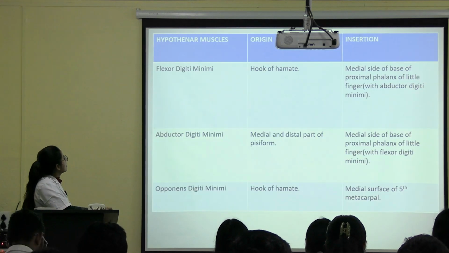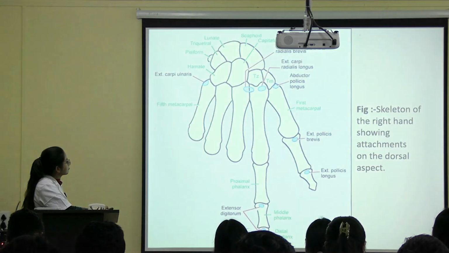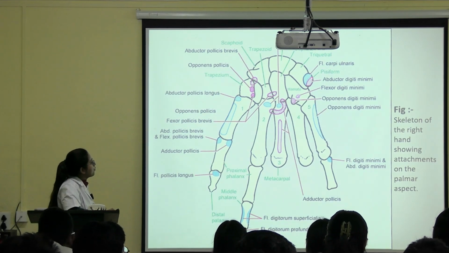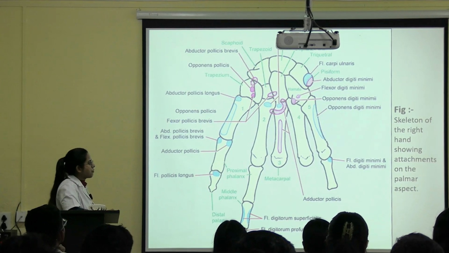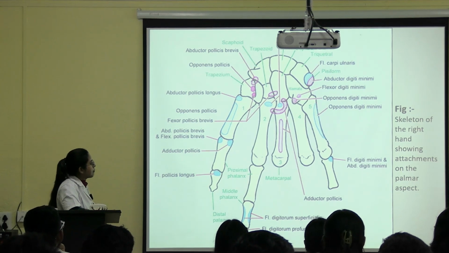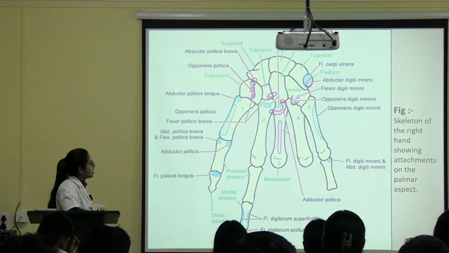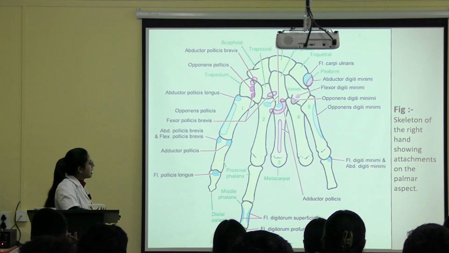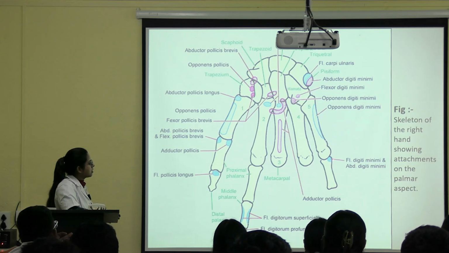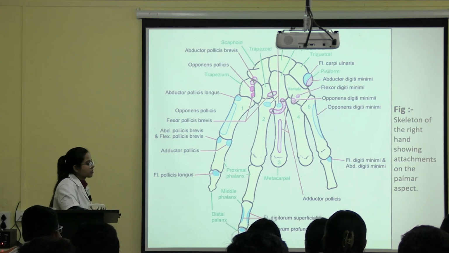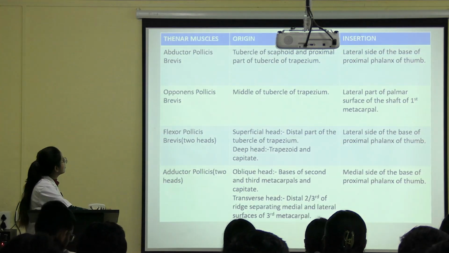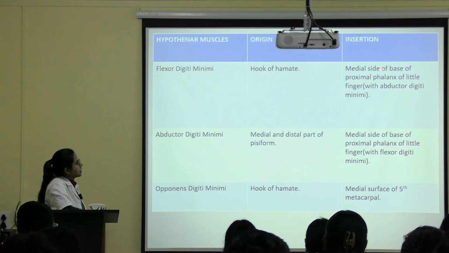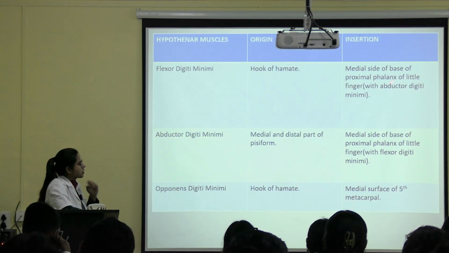So these are the hypothenar muscles here. Abductor digiti minimi from which bone? Pisiform. Flexor digiti minimi from hamate. Opponens digiti minimi from hamate. Clear? Opponens digiti minimi is getting inserted in the fifth metacarpal. Flexor digiti minimi and abductor digiti minimi are inserted in the proximal phalanx. So you can see flexor digiti minimi originating from the hook of hamate and getting inserted in the medial side of base of proximal phalanx of little finger.